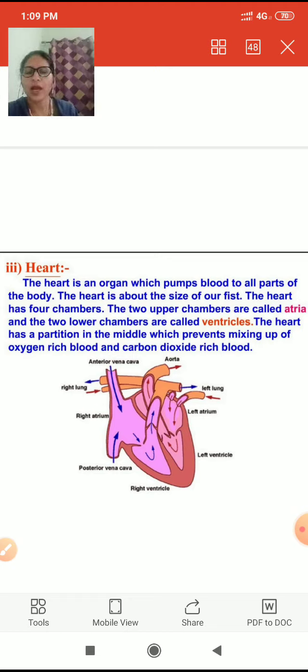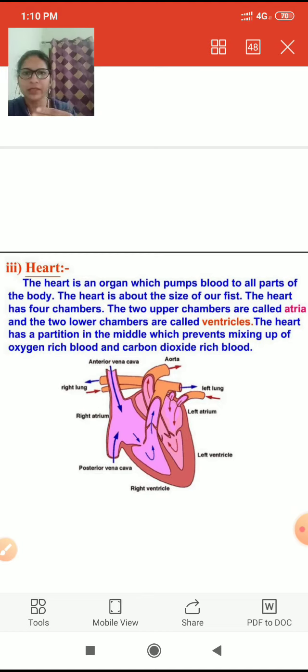So the heart is about the size of our fist. The heart has 4 chambers.